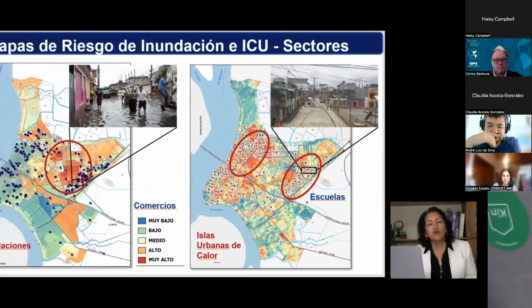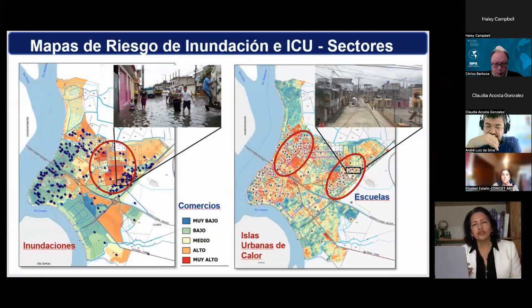These are some of the maps that we obtained, and these are the flood risk maps. Here we have the red areas, or the areas that we created, which are the areas of greatest flood risk. In blue, we show the very low risk areas, and the dots and marks correspond to different types of businesses, in this case.